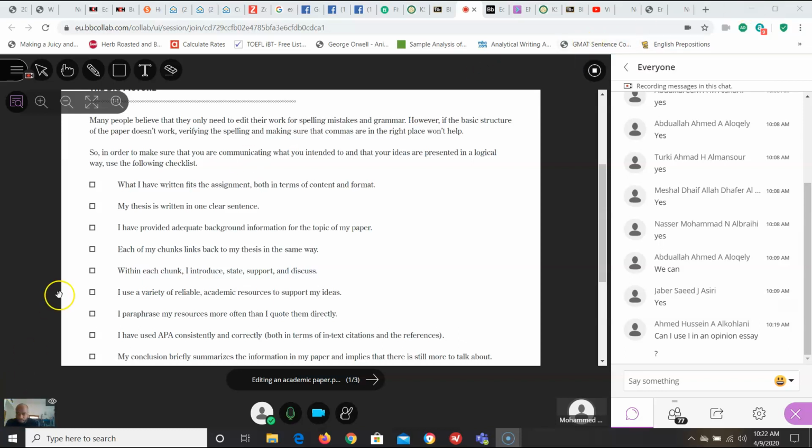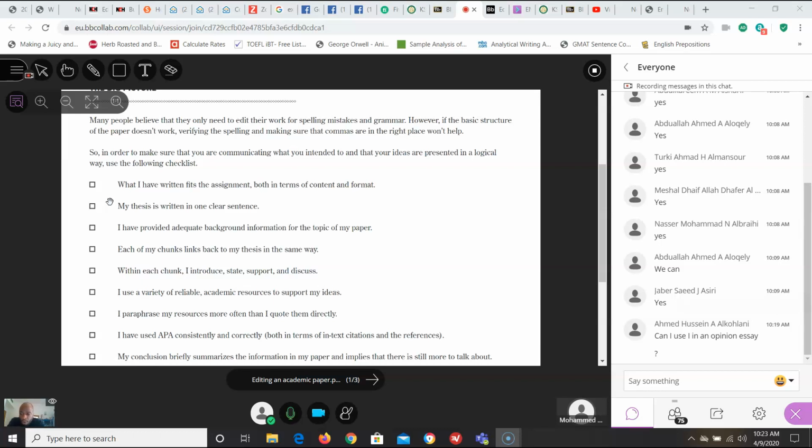So let's look at this checklist. It says, in order to make sure that you're communicating what you intended to and your ideas are presented in a logical way, use the following checklist. Does what I have written fit the assignment, both in terms of content and format? That's one of the first things you want to do.